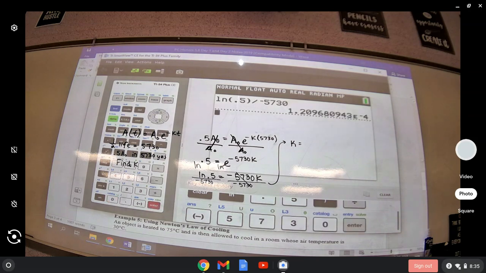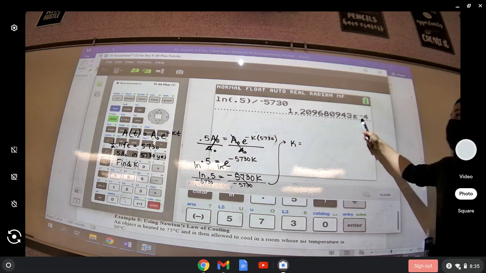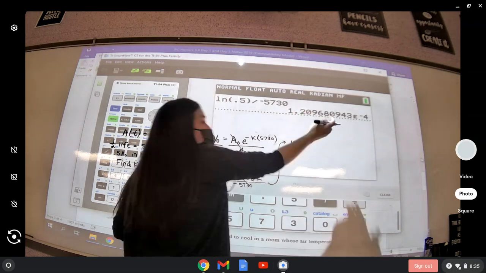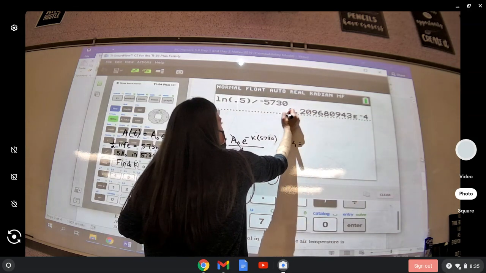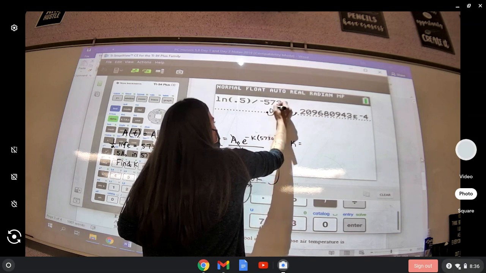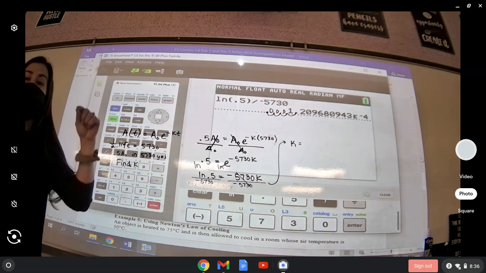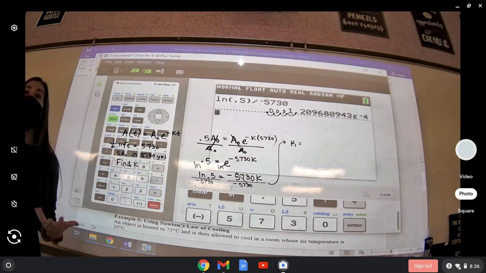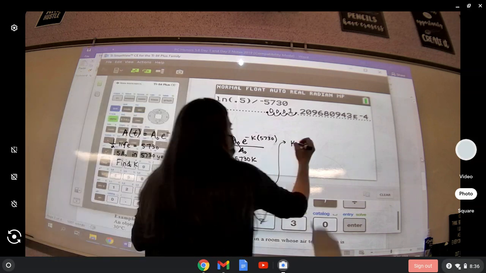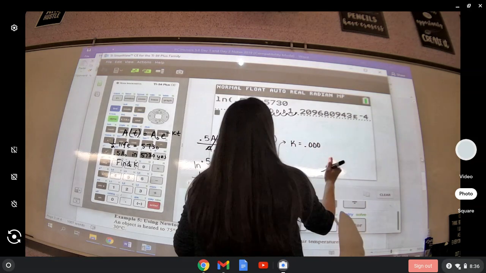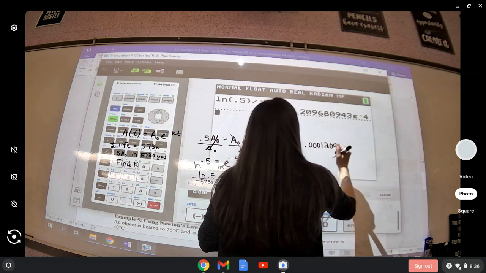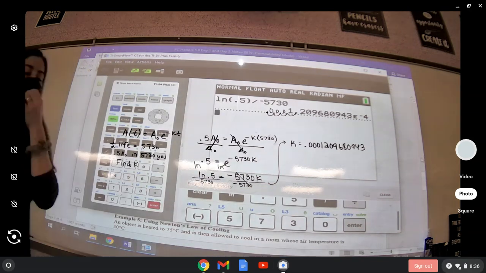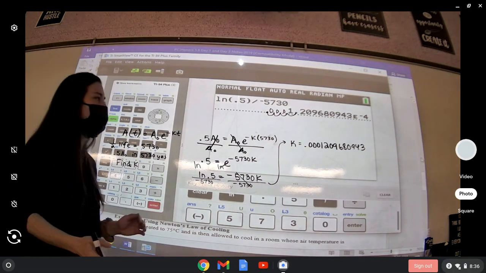All right, now guys, do you see this e to the negative 4? That's scientific notation. So that's times 10 to the negative 4. So you got to move this decimal 4 spaces to the left. 1, 2, 3, 4. So it's actually 0.0001209680943, and that's your number. All right, so k is going to be 0.0001209680943. I just kept all of them. Again, I'd like to believe the book's going to give you a number to round it to.